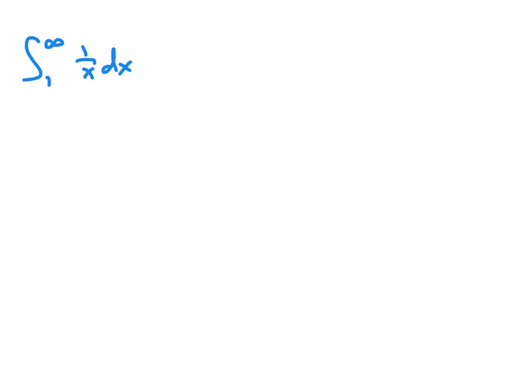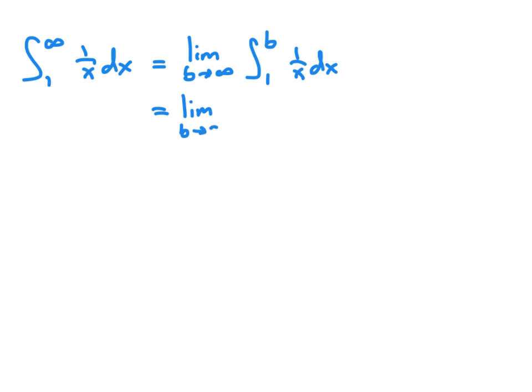The improper integral from 1 to infinity of 1 over x dx is easily computed. We know that this is going to be the limit as b approaches infinity of the integral from 1 to b of 1 over x dx. We can evaluate this integral by finding an antiderivative for 1 over x, which would be the natural log of the absolute value of x. And we'll evaluate that from 1 to b by the fundamental theorem of calculus.